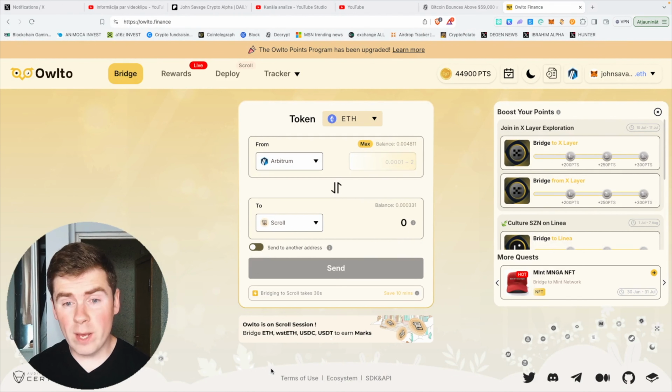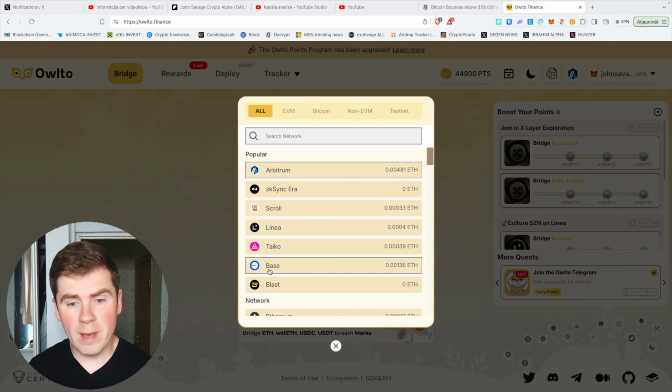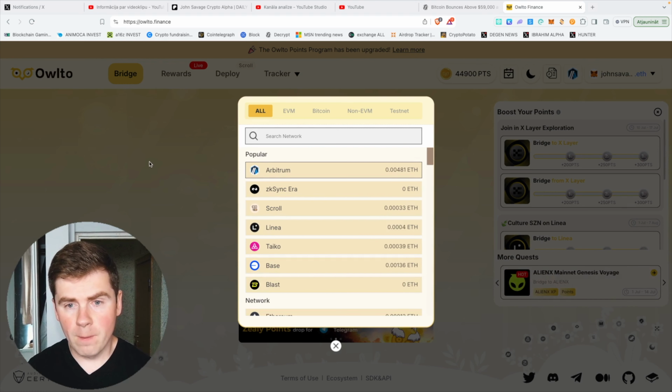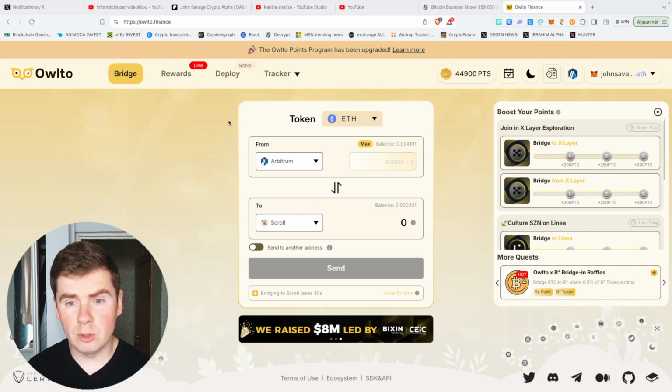So this is the way you can send crypto from one chain to another chain. For example, you have some Ethereum on Arbitrum or Base or Blast. I will use the Arbitrum network, and this is the Avulto platform, Avulto bridge. There are many more features that I will talk about, but first is the main feature, which is bridging.